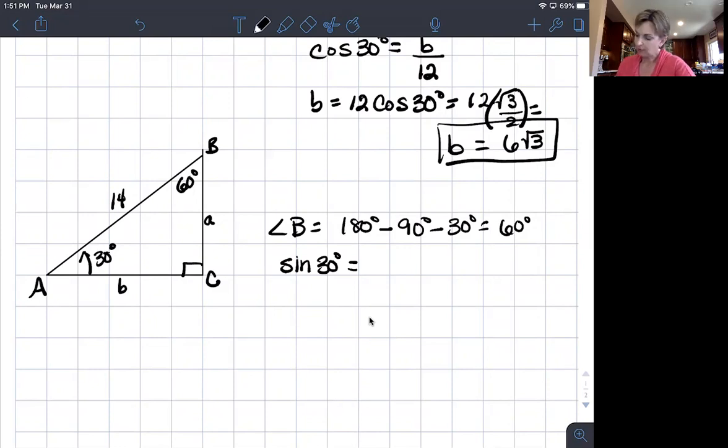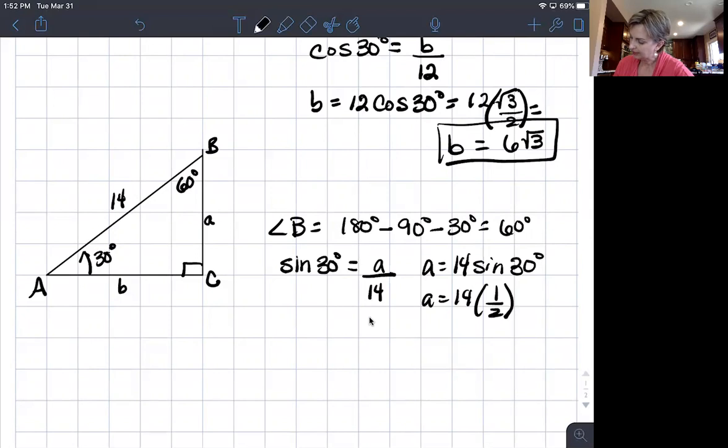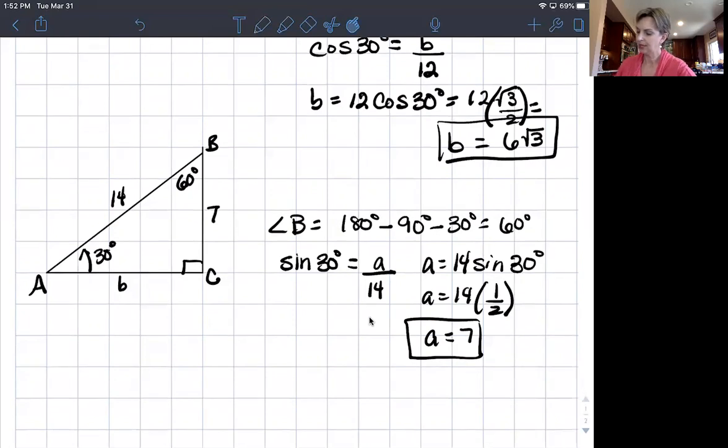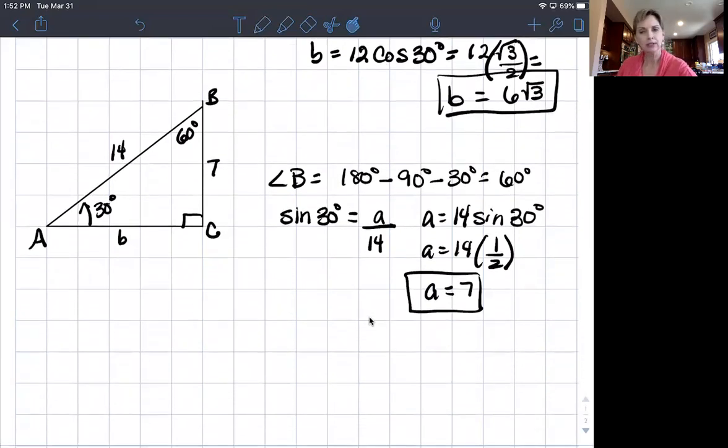Sine is opposite over hypotenuse. Opposite is A. Hypotenuse is 14. Okay, just rearranging our terms there gives us A equals 14 sine 30 degrees. And the sine of 30 degrees is 1/2, giving us that A equals 7. I hope that's what everybody got, a 7 there on A. Let me go ahead and put that in there. Okay, and it should look right. I mean, 7, the side opposite the 30-degree angle, should be shorter than the hypotenuse. It should look good size-wise.